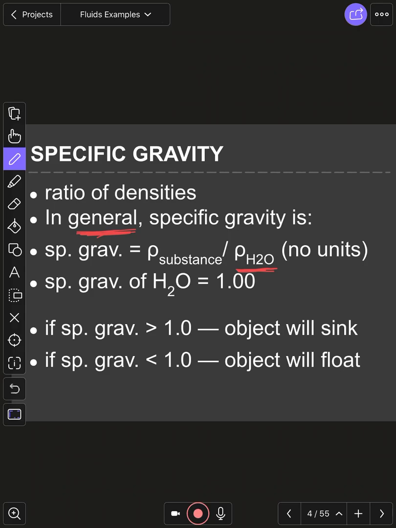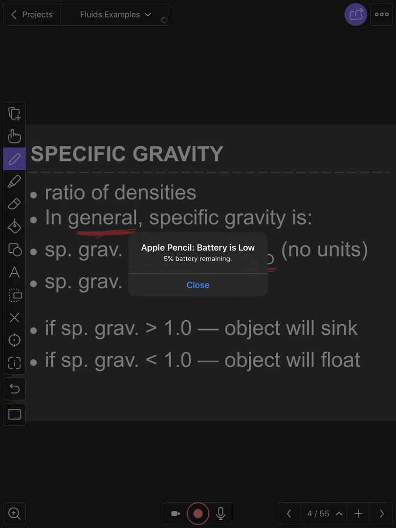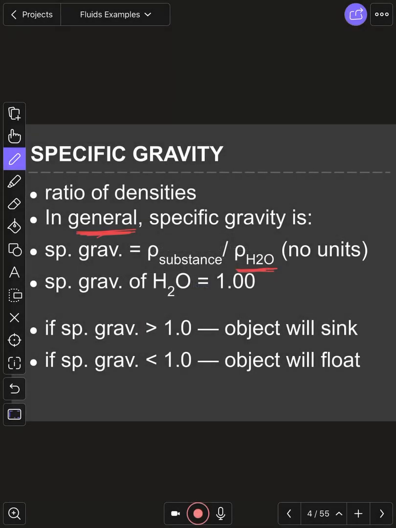So specific gravity of water is going to be 1. If specific gravity is greater than 1, the object will sink. If the specific gravity is less than 1, the object will float.